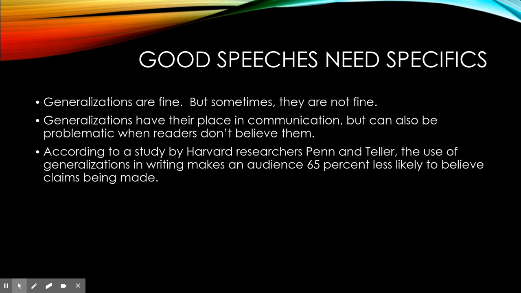If I tell you that broccoli is good for you, that's a generalization. Broccoli is a green vegetable. Most of us think that green vegetables are good for us. That works until you run into somebody that's allergic to broccoli, or somebody whose great aunt choked on a piece of broccoli and died. So generalizations work until you run into somebody who doesn't believe them.